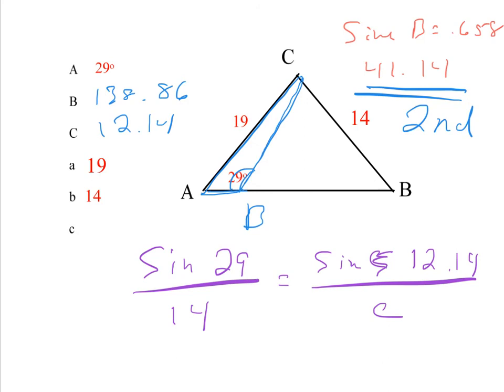I'll write that for you. So we have sine 12.14 times 14 divided by sine of 29. Your calculator should say 6.07. So side C is 6.07, and there is our second triangle.